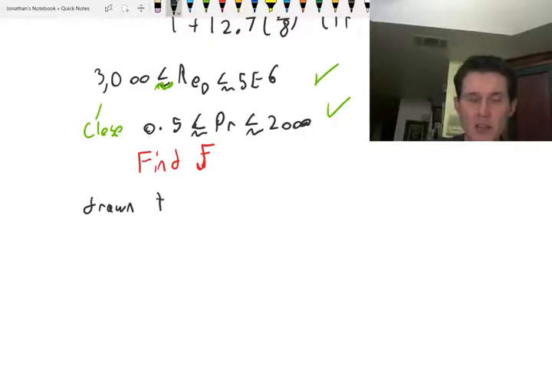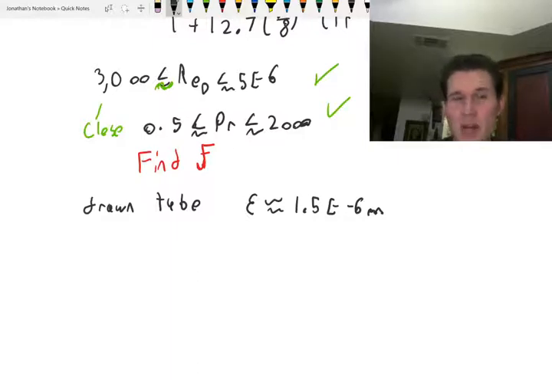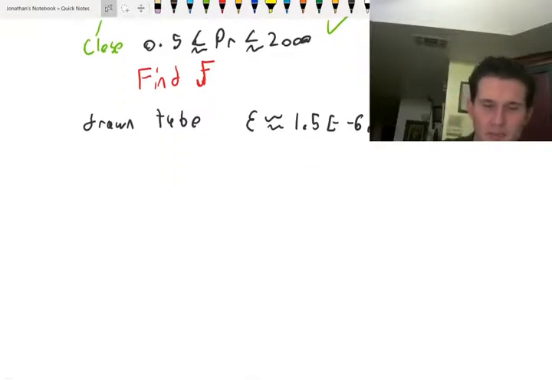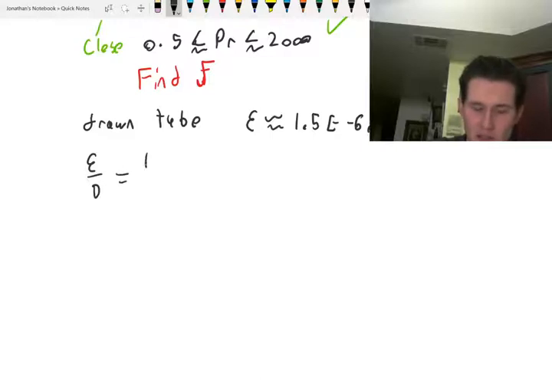It's a nice tube. It was produced by drawing it. And we're going to assume that the roughness from that tube is around 1.5e-6 meters. So this gives you the average roughness of the pipe. Just like concrete, it has roughness to it. The average roughness would be the friction coefficient, and here it's pretty small with a drawn tube. So let's get that ratio, and this is what's important.